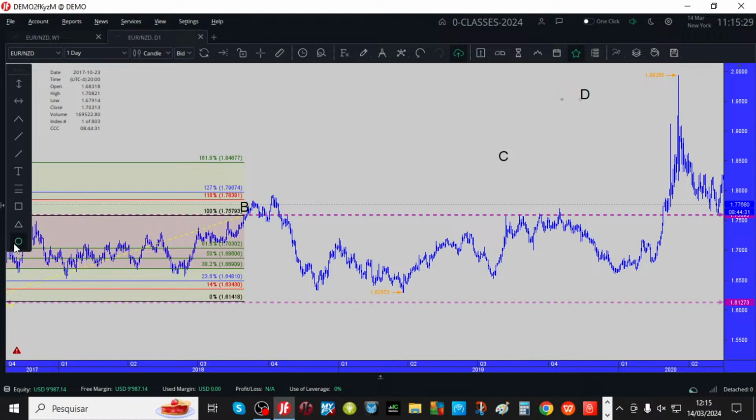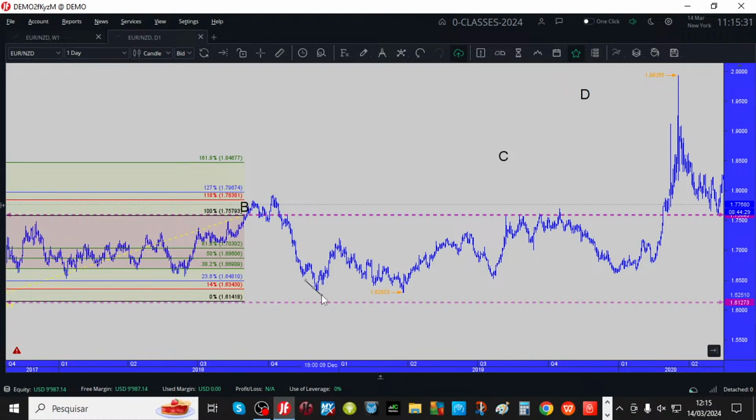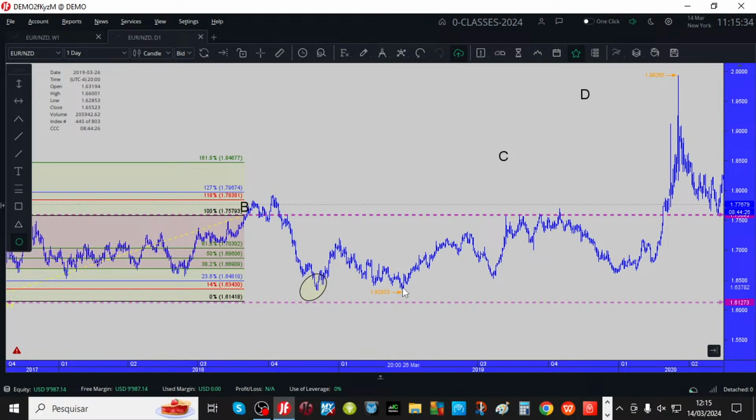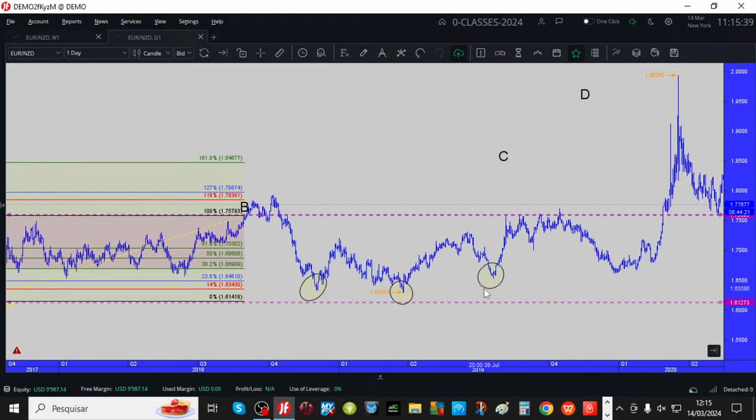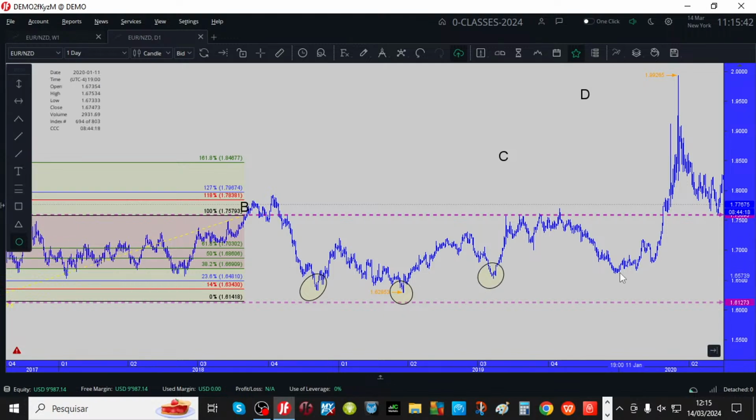All right, everybody. Which one is the C? Is the first circle the C? Is the second circle the C? Is the third circle the C? Or is the fourth circle the C? Which one is the correct C? What do you think? What do you think, everybody?